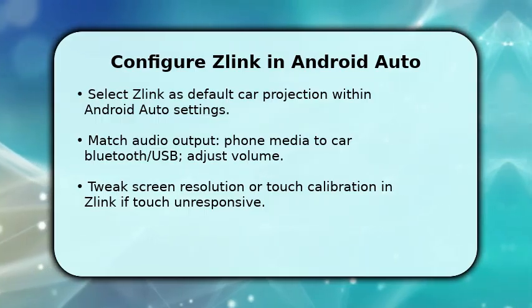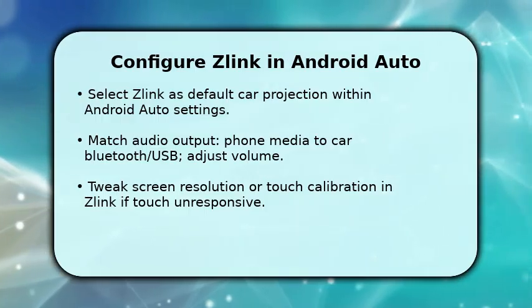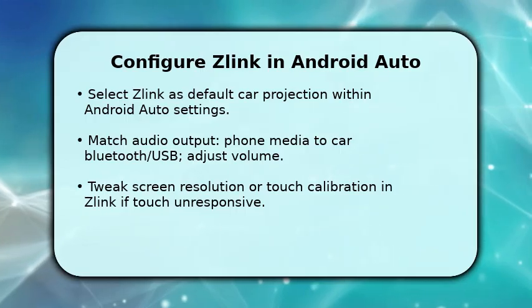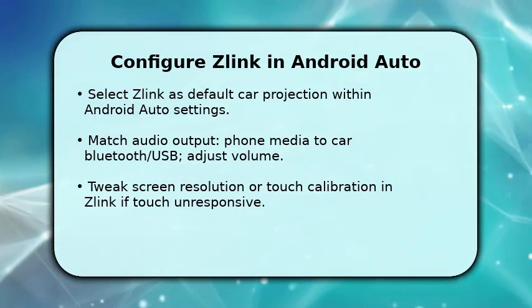Then, confirm audio routing. Set media output to the car via USB or Bluetooth and test playback. Adjust volume both on phone and head unit to avoid muted sound.